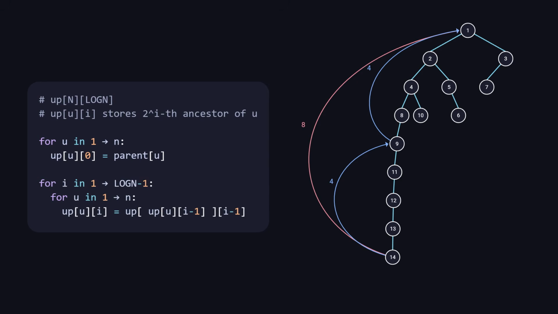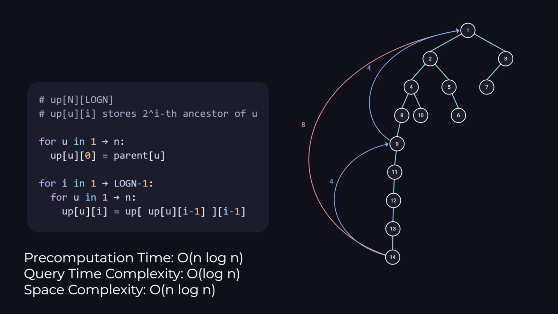This table only takes up big O of n log n space, and once this table is built in big O of n log n time, we can answer any kth ancestor query in just big O of log n. This is the power of binary lifting.